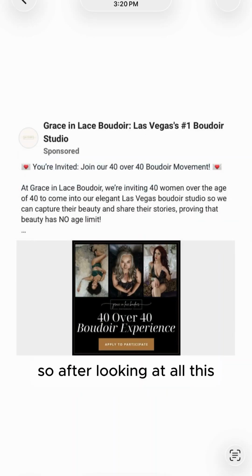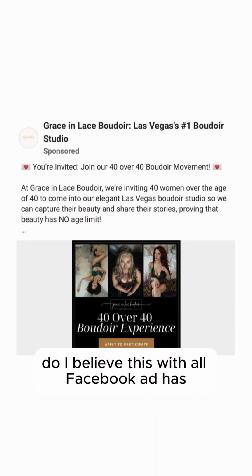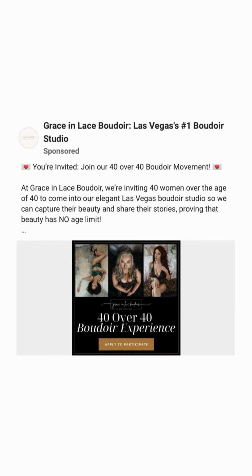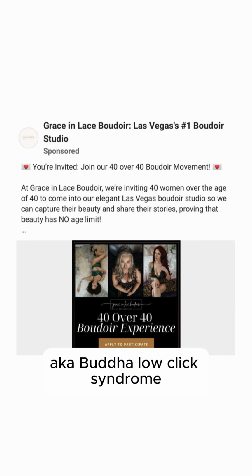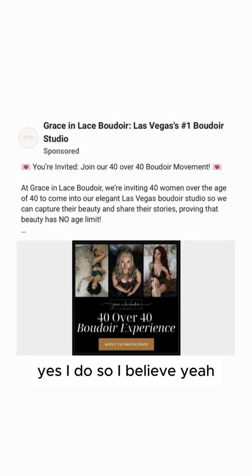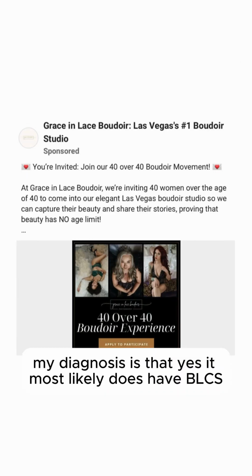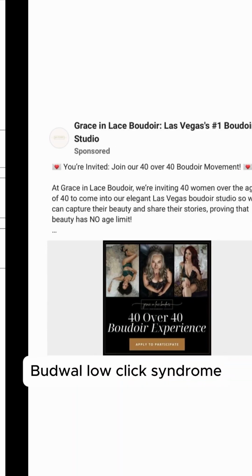So after looking at all this, do I believe this Boudoir Facebook ad has a unique CTR under 6% and therefore has BLCS, aka Boudoir low click syndrome? Yes, I do. My diagnosis is that yes, it most likely does have BLCS, Boudoir low click syndrome.